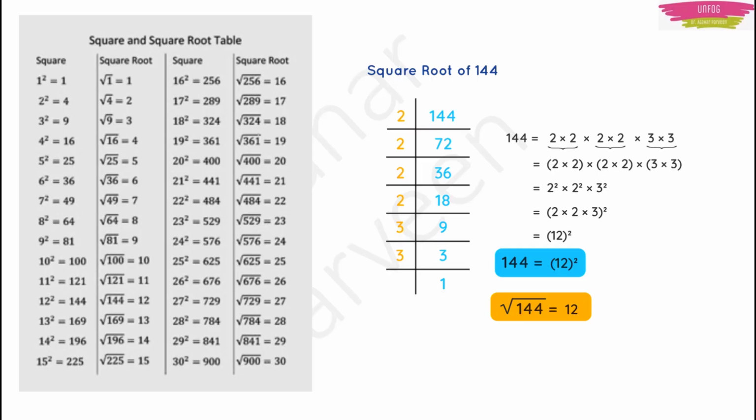Then again you multiply those numbers and you see how many times the numbers are coming. If the numbers are coming square times, then you write it as 2 square, okay? See here, you are getting 2 4 times, right? So you write 2 square into 2 square, and you are getting 3 2 times, so 3 square. So 12 square will give you 144. So the square root of 144 will be 12.